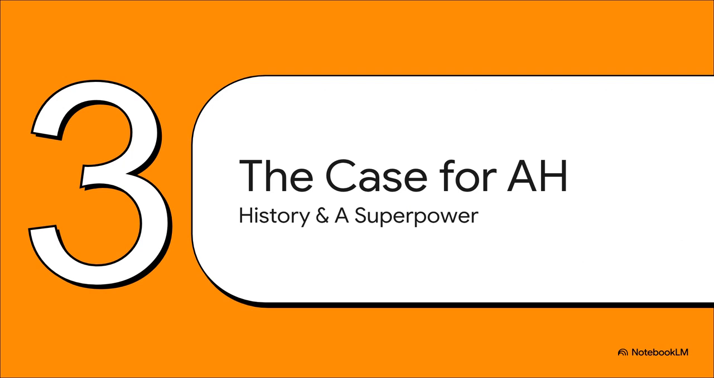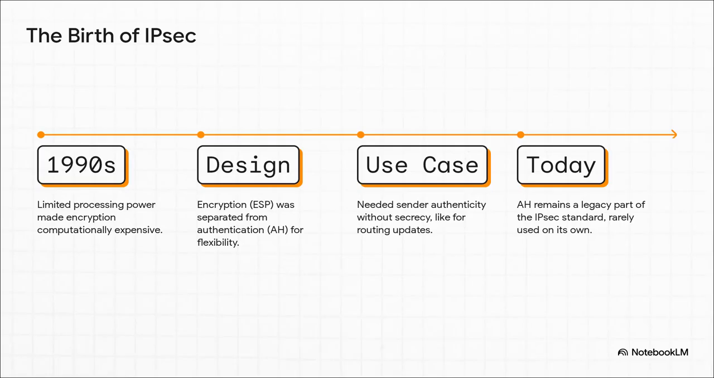To solve this, we actually have to do a little bit of time traveling. We have to look back at why IPsec was designed this way in the first place. The answer isn't just in the feature list. It's buried in history and one very, very specific technical detail. So when IPsec was being cooked up back in the 90s, computer processing power was nothing like what we have today, especially on network gear. Encryption was computationally expensive. It took a lot of horsepower.